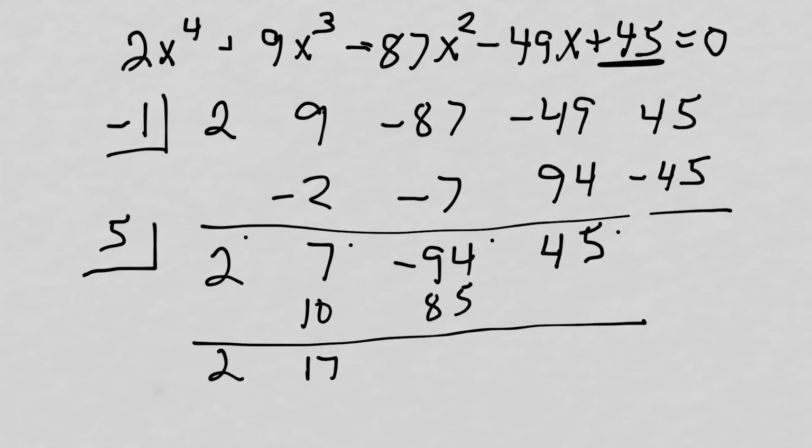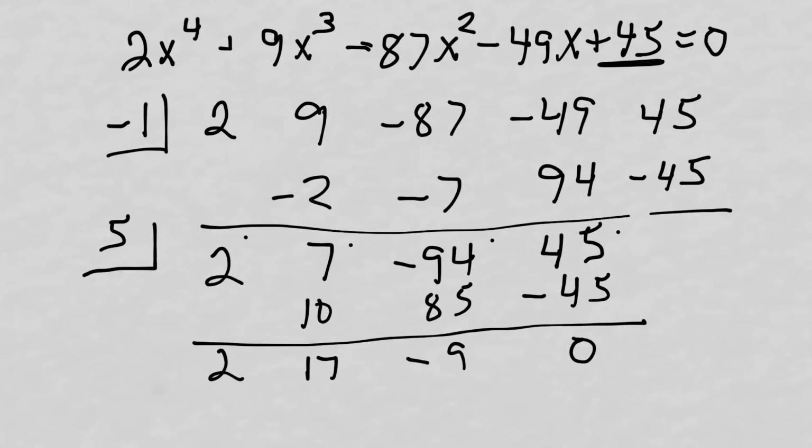Add those together and I get negative 9. 5 times negative 9 is negative 45. Add those together and I get a 0. So I've got my second 0. The first one was negative 1. The second one is 5.